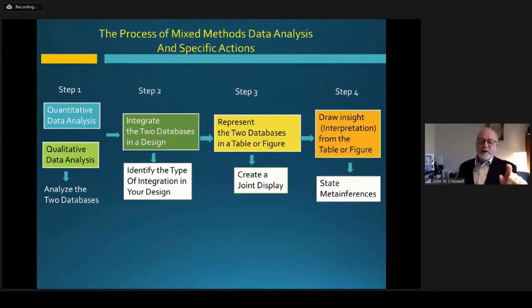Certainly the first step is to analyze both databases. I need to analyze my quantitative database and my qualitative.